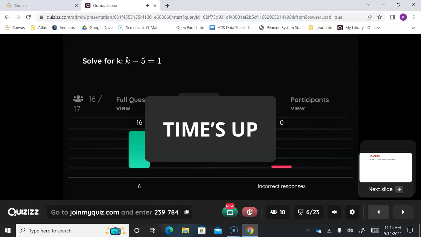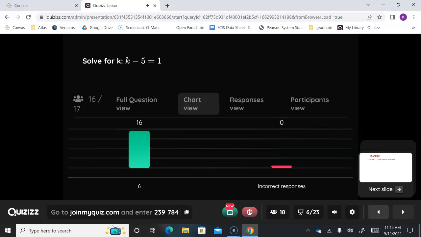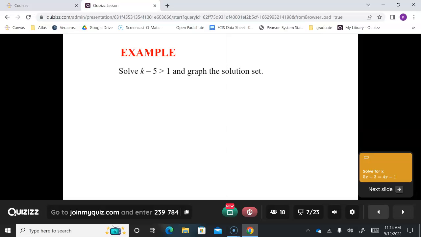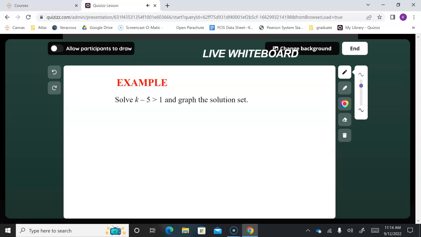Okay? How did I get 6? Added 5 to both sides. Add 5 to both sides. Same exact thing. Add 5 to both sides. The only difference is I have a greater than sign instead of an equal sign. It's the only difference. Okay? Add 5 to both sides.